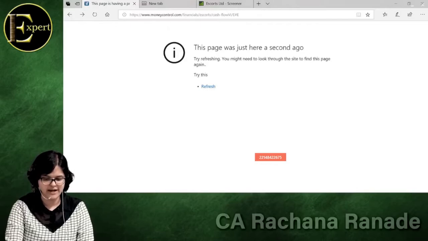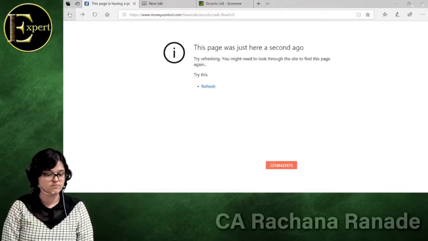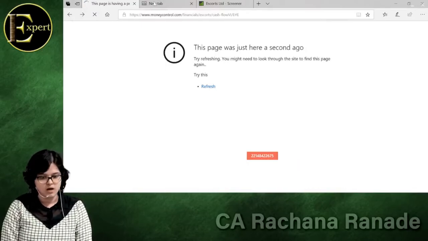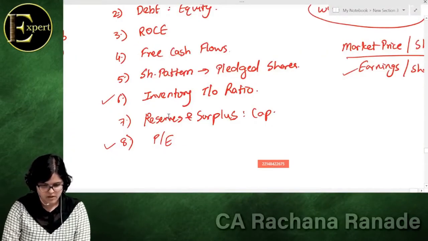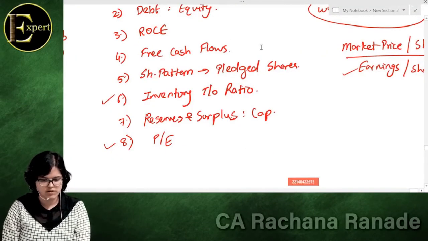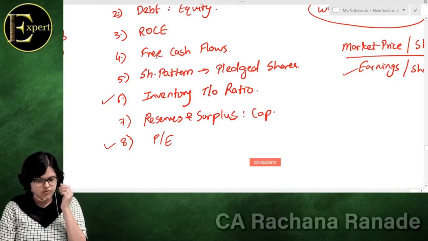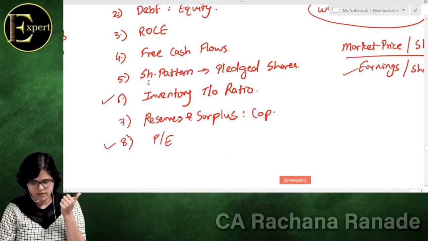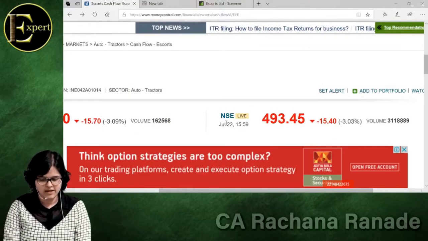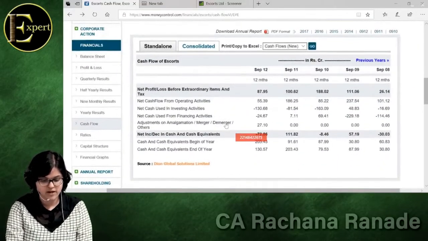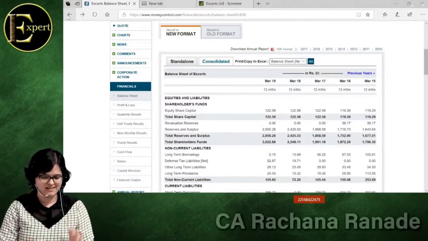But ideally, if you check this, out of the first 7, we got 5 as a thumbs up. Correct, na? Out of 7, we got 5 parameters. Which 5 parameters? See, current ratio was good, debt to equity ratio was good, return on capital employed was good, free cash flows was a problem, shareholding pattern no problem, inventory turnover was a problem, reserves and surplus is good. And in simple words, there is just one problem of that inventory lock-in. Inventory is lying in excess, that's a problem for them.